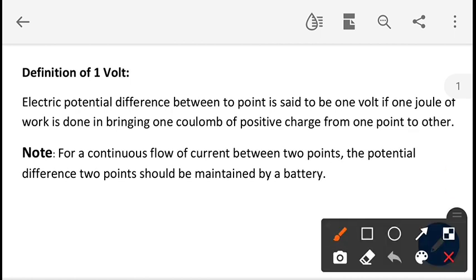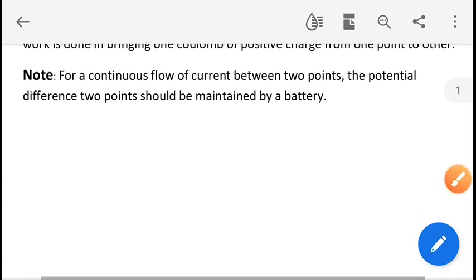There is one note I have taken for you. For a continuous flow of current between 2 points, the potential difference between the 2 points should be maintained by a battery, and I have explained to you that if the battery is missing, potential difference between 2 points cannot be maintained. This can be understood by one more example if you have any type of confusion.